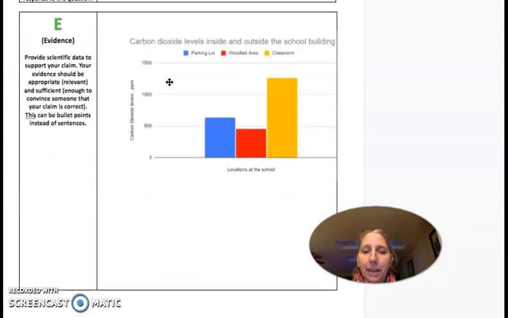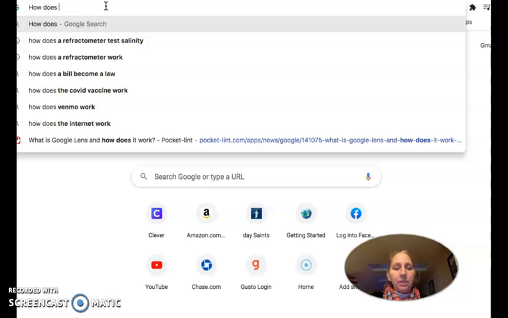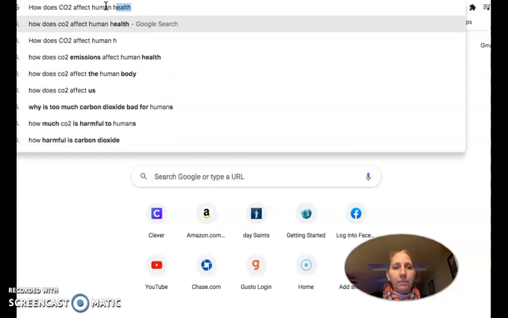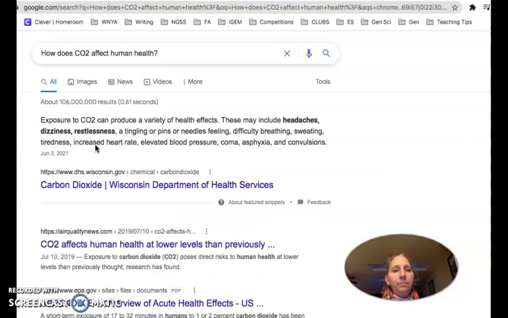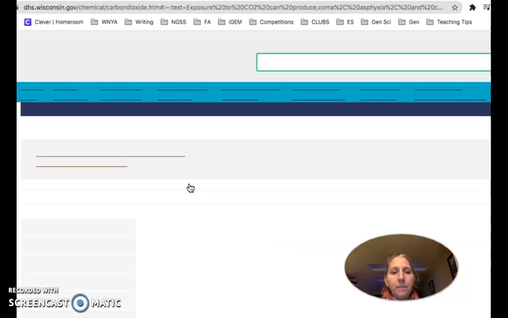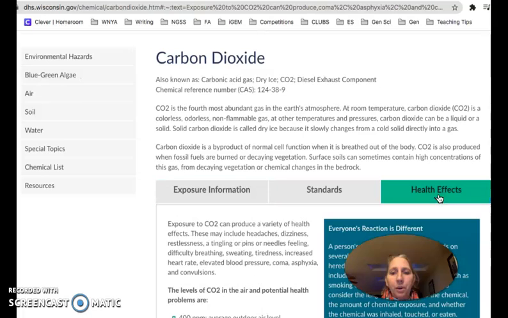Right now, we don't actually have enough evidence to determine the answer to that. We know that the CO2 levels are higher in the classroom than outside, so we need to know whether CO2 levels impact human health. So let's do a quick Google search. You just need to write in here, how does CO2 affect human health? And then you look for a reliable source, like here's the Wisconsin Department of Health Services. You click on that website and you can read about the effects of CO2 on health.